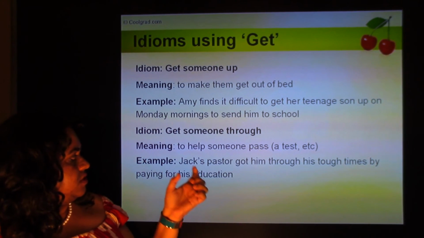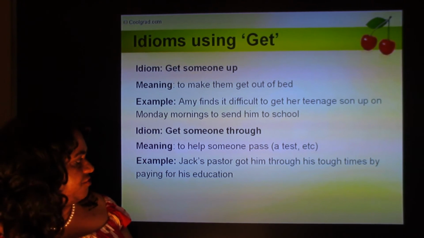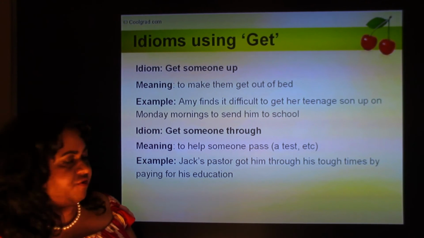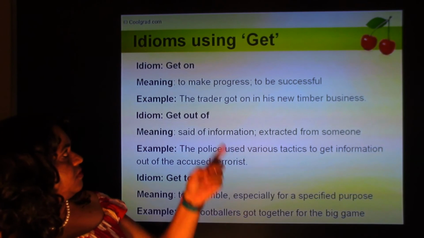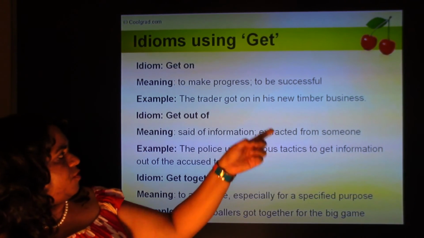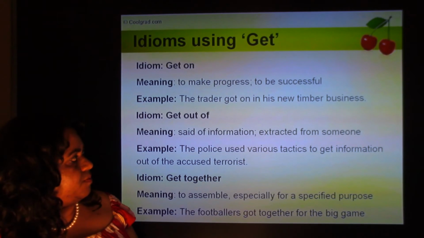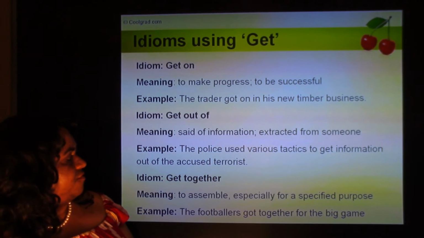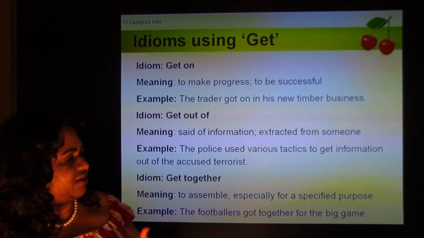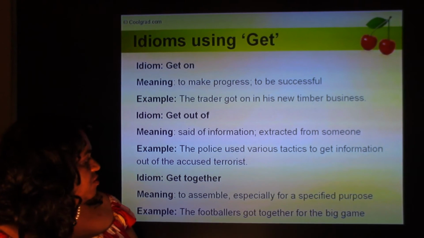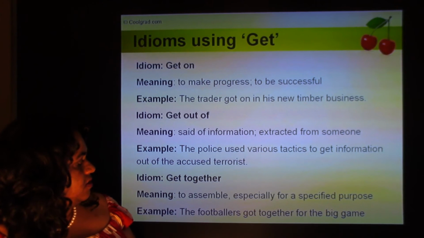Get someone through: to help someone pass a test, etc. Jack's pastor got him through his tough times by paying for his education. Get on means to make progress, to be successful. The trader got on in his new timber business. Get something out of someone means to extract information from someone. The police used various tactics to get information out of the accused terrorist.